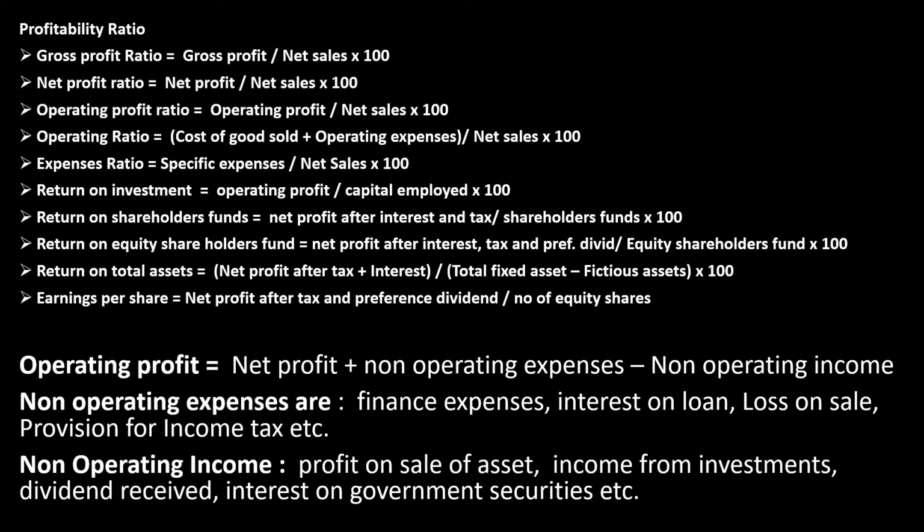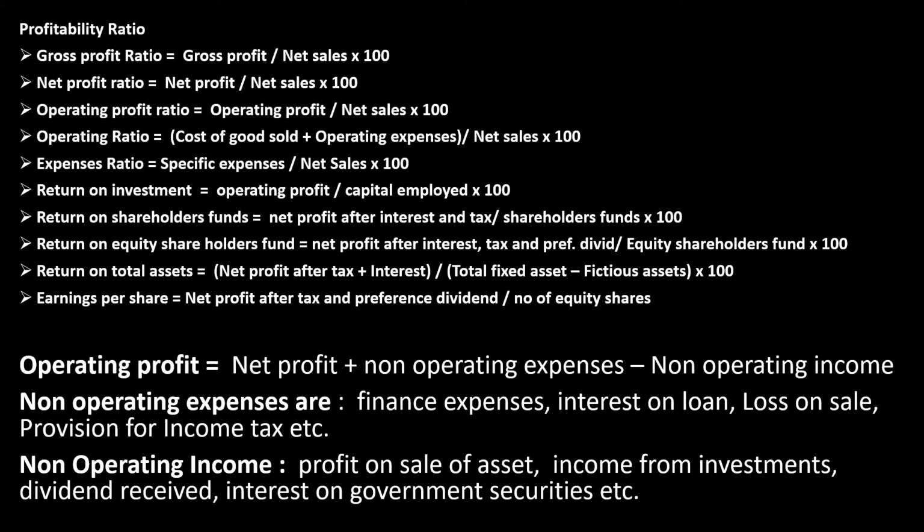The same way, a few non-operating incomes are given below that: profit on sale of asset, income from investment, dividend received, interest on government securities, etc. So these are your non-operating incomes and non-operating expenses. So operating profit is nothing but net profit add non-operating expenses minus non-operating income. So that will be taken as operating profit.